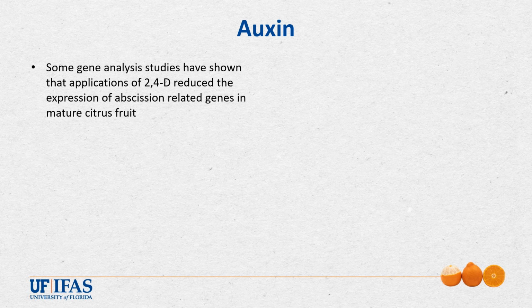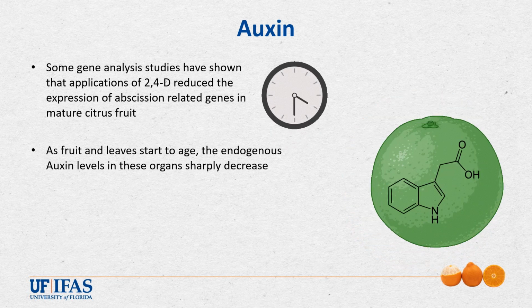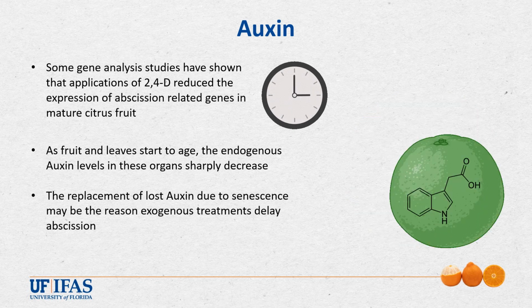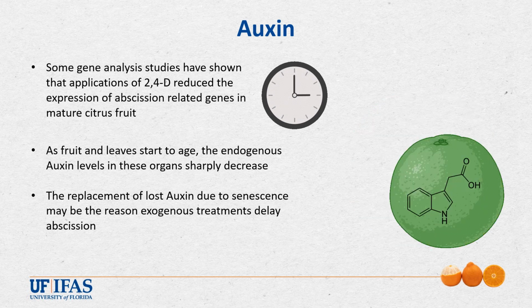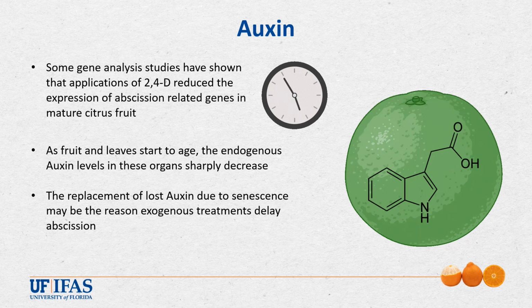Applications of 2,4-D have been shown to reduce the expression of abscission-related genes in mature citrus fruit, which suggests that its presence is slowing the physiological processes of pre-harvest fruit drop mentioned in the previous sections of this course. As aging occurs in the fruit and leaves, endogenous auxin will start to decrease quickly, so it's possible that the resupply of auxin through exogenous applications prior to fruit drop signaling occurring may allow for the fruit to hang on the tree longer. The presence of auxin represses the ethylene production, so exploring the interaction between these two hormones gives a clearer picture into the mechanisms behind pre-harvest fruit drop.